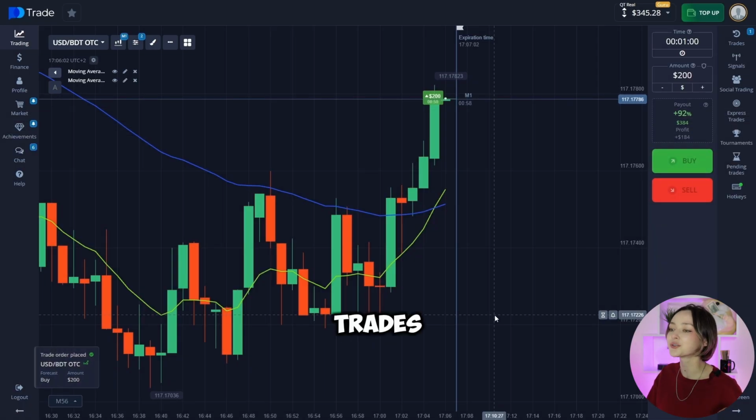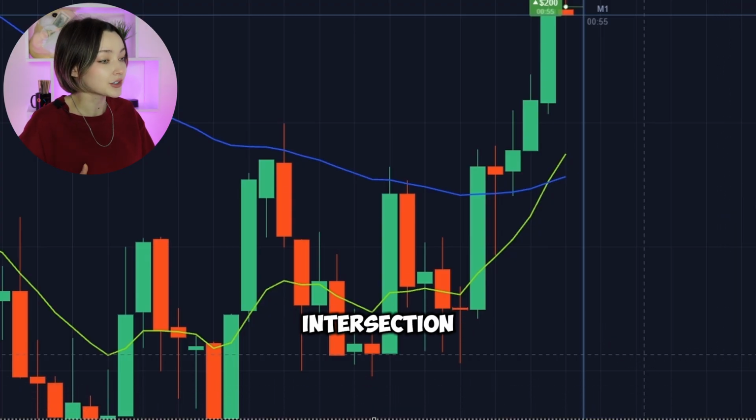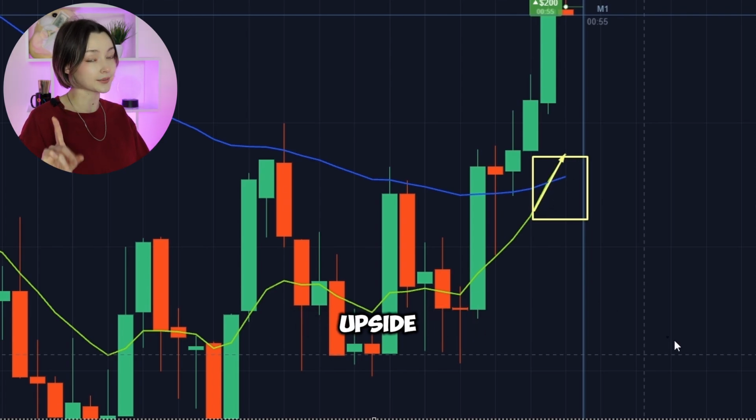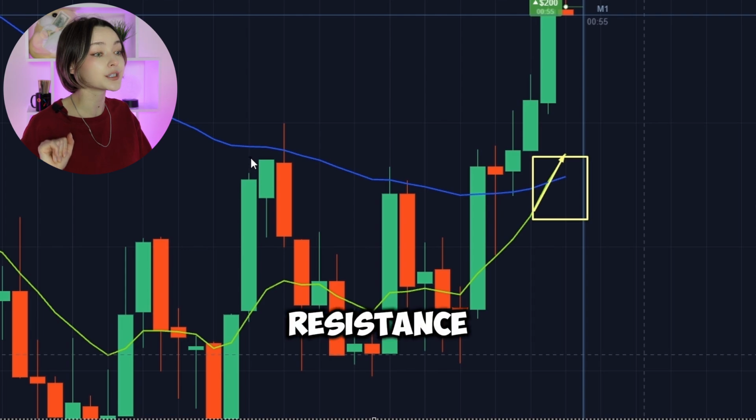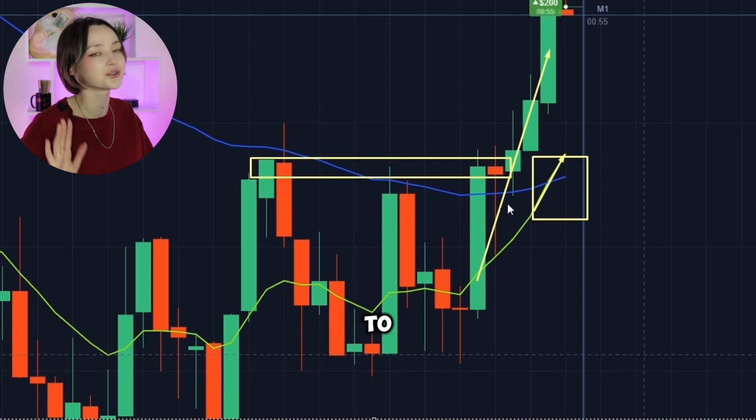So I have opened a trade upwards for 1 minute. First, I can see an intersection here which tells us about the upcoming upward motion as the intersection was from the downside to the upside. Secondly, I can see a certain resistance level here that was finally broken. After the resistance level is broken, the price often continues to rise.